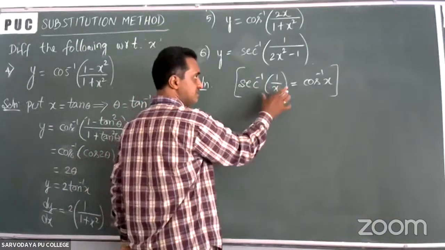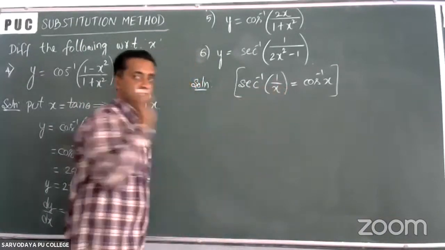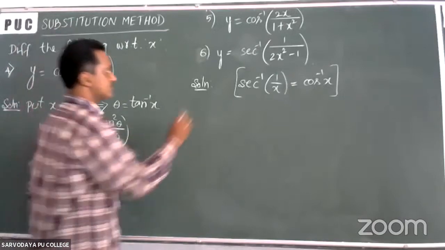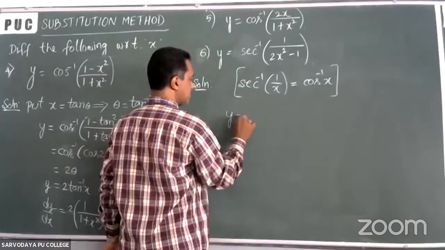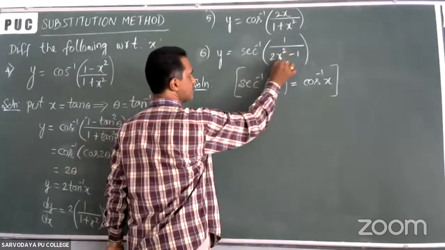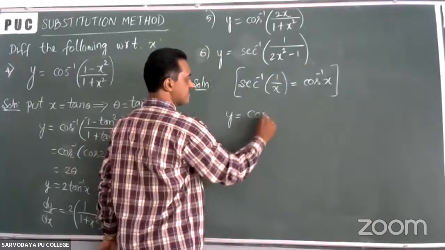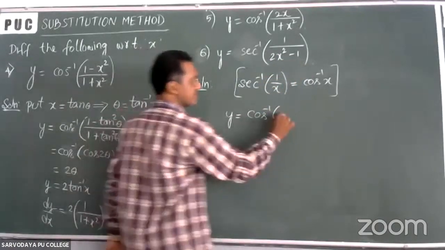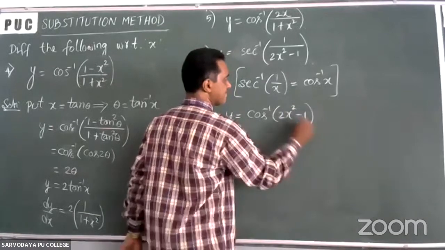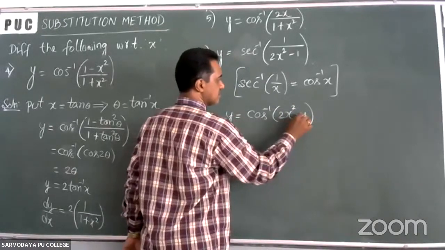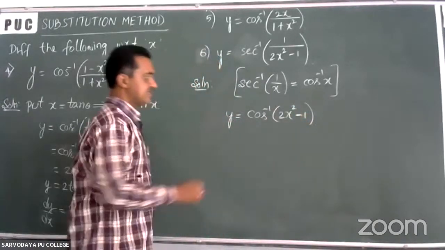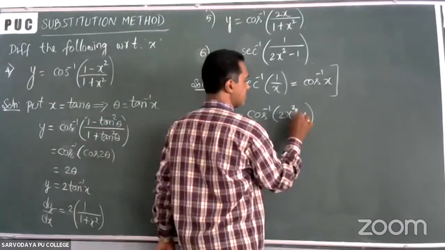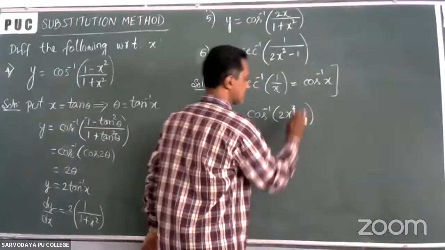This is actually in the deleted portion. It is in the deleted part, I am telling you clearly. So y is equal to, secant inverse of 1/(2x square minus 1) will be converted into cos inverse of 2x square minus 1. Cos inverse of 2x square minus 1. Understood?